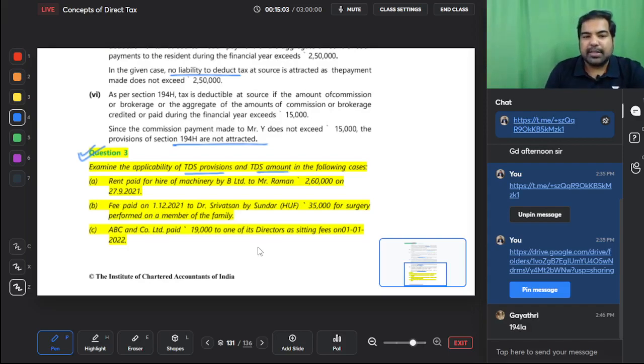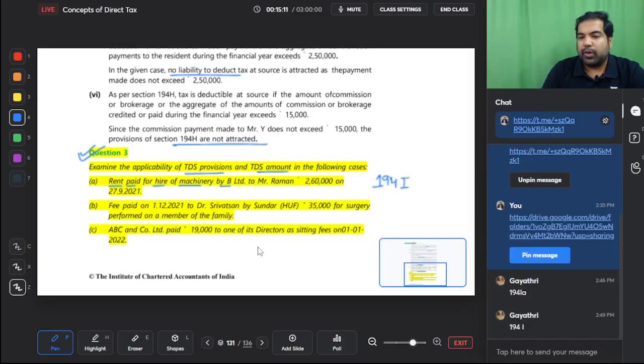Alright, let's do this, guys. Rent paid for hire of machinery by B. So the moment it is rent, there is 194I. Initially you rent, and in that case it is paid to Raman 2,60,000 on 27th September 2021. Since it is more than 2,40,000 rupees, you need to deduct TDS, but not at the rate of 10%, but only at the rate of 2%.